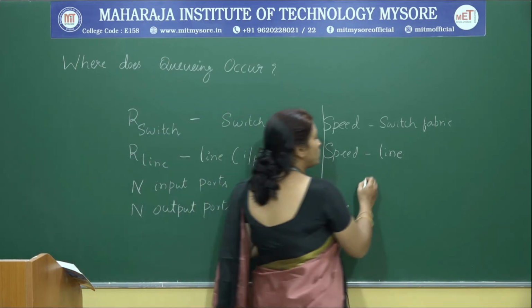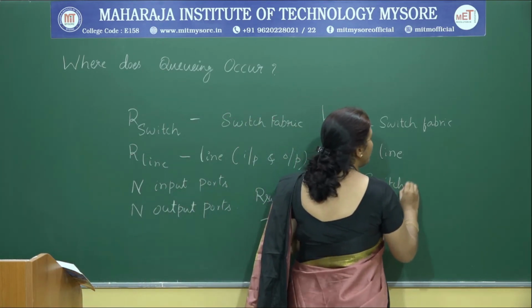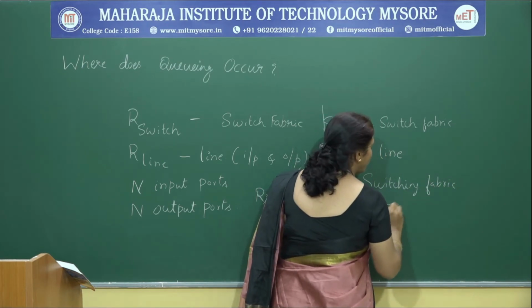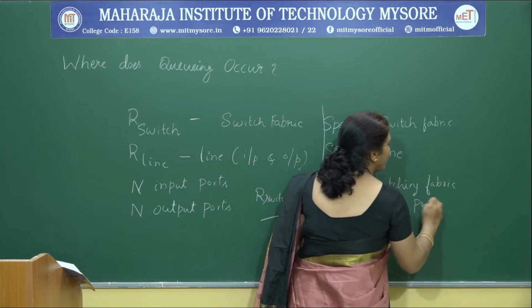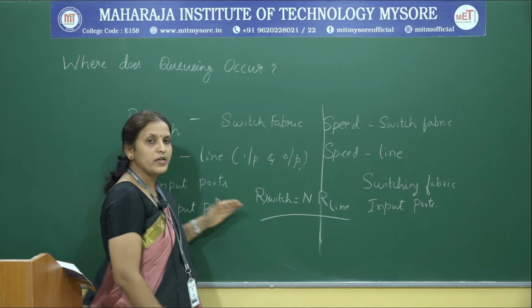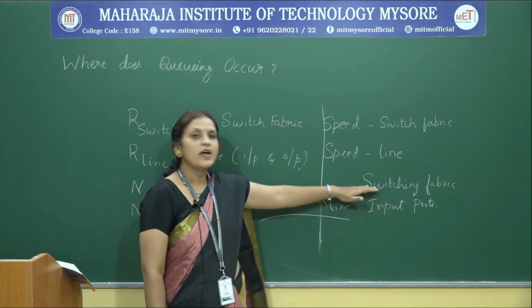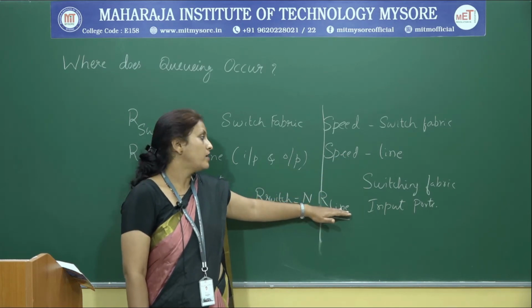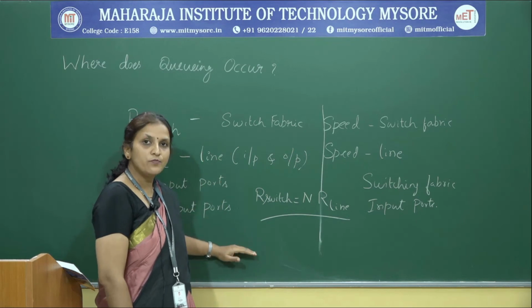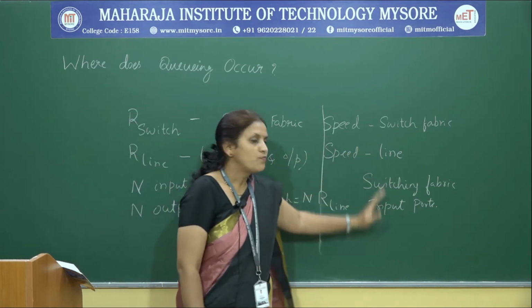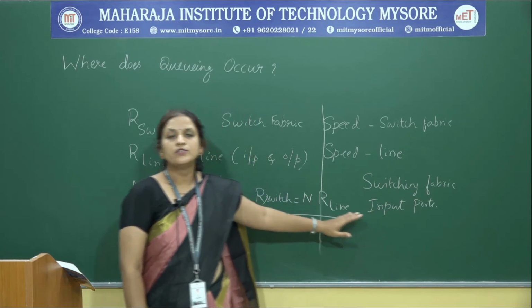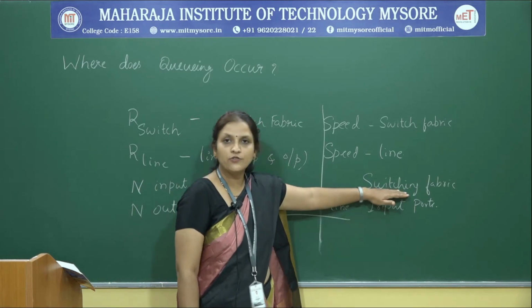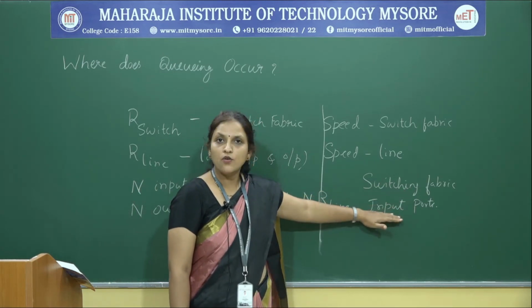So, there is no queuing at the switching fabric as well as at the input port, isn't it? Since we have N input ports and N output ports, and the switching fabric acts N times faster than the line transmission rate, all the packets arriving at N input ports will be transferred to output ports without delay. So, there is no chance of accumulation of packets here, either at the input ports or at the switching fabric. Now, these two things are out of question.